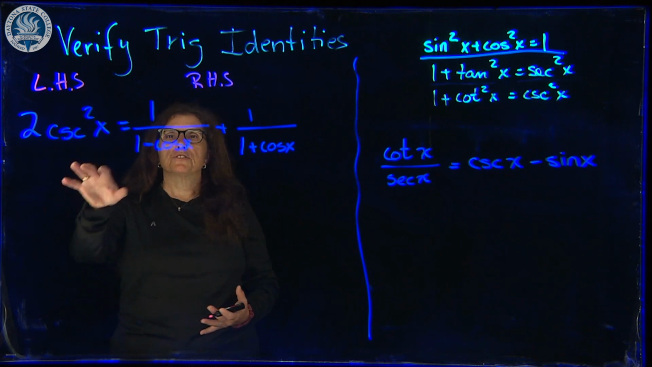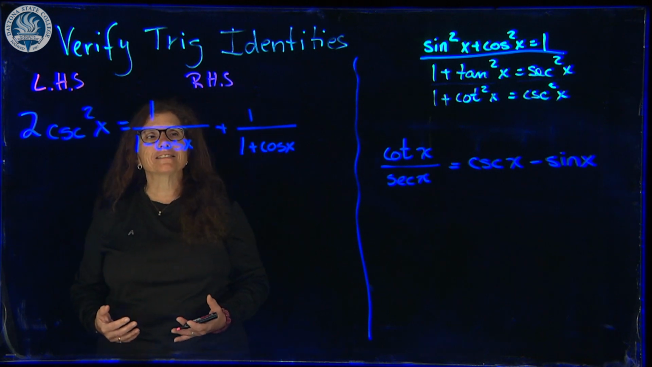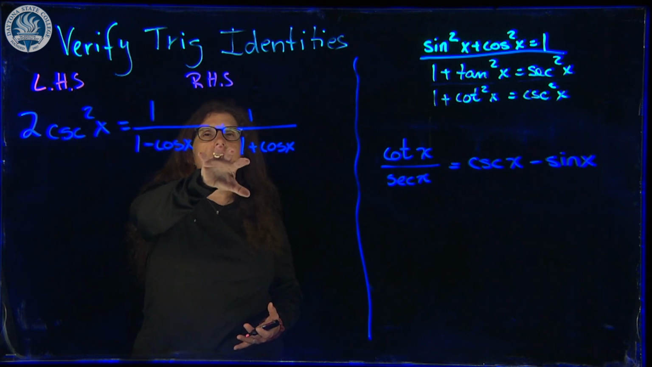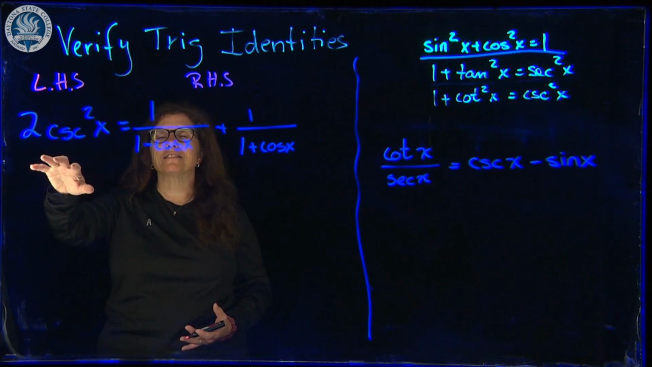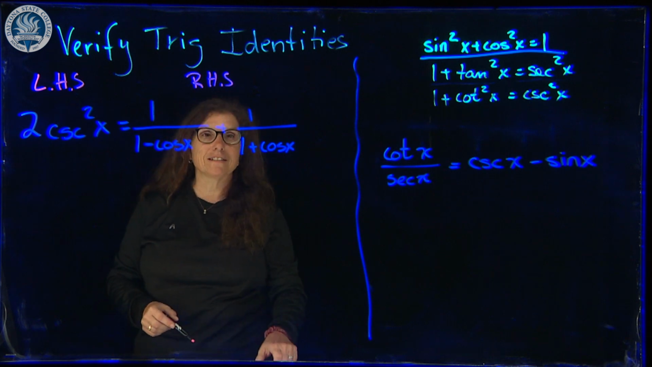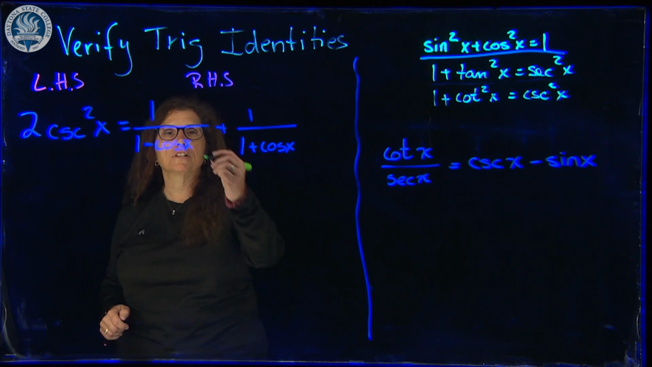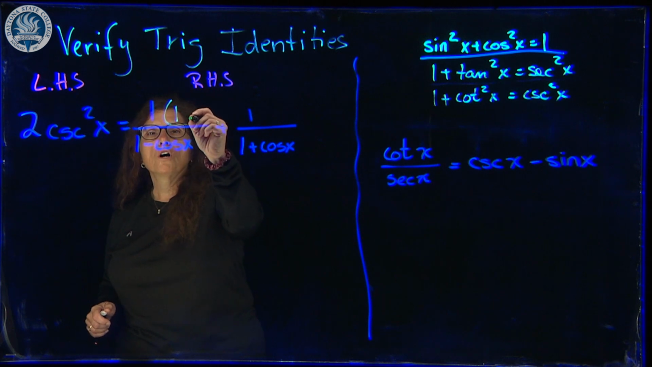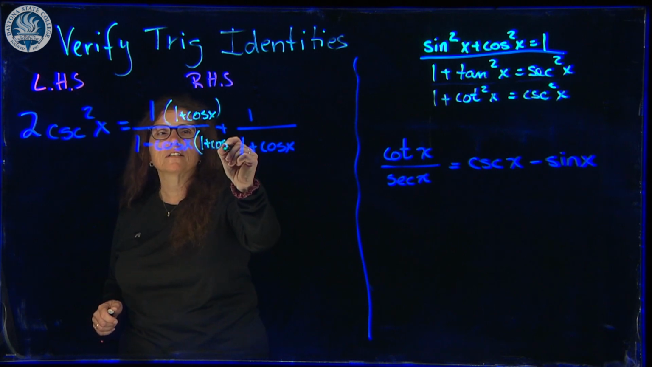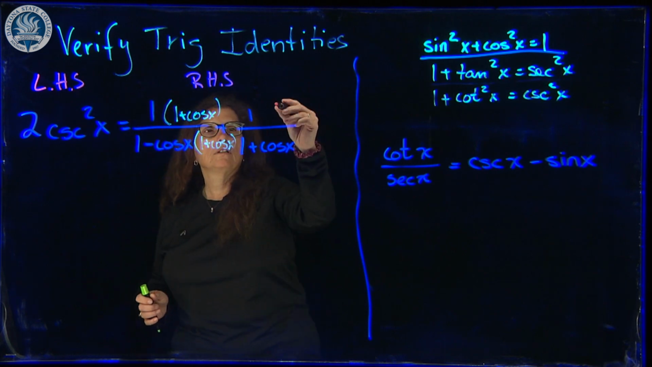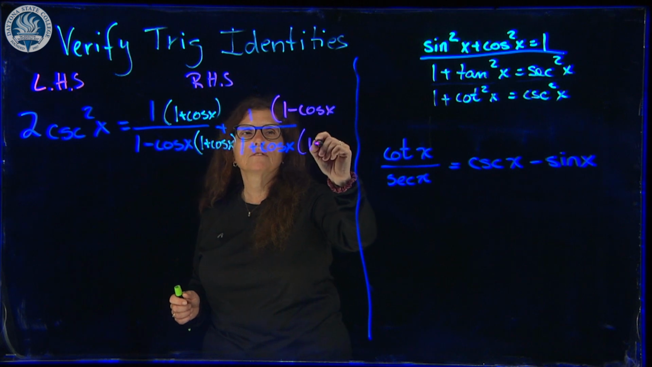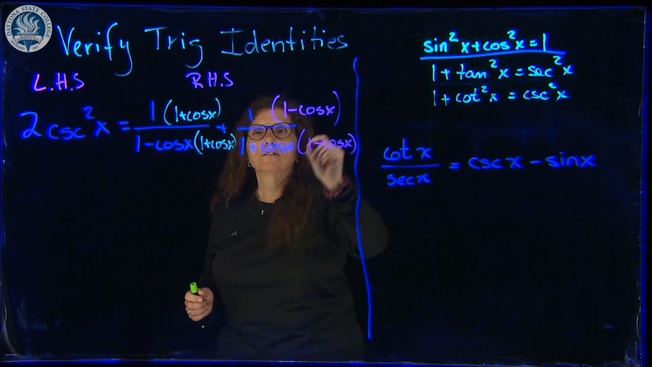to the other side. So if I look at this problem, the right-hand side looks more complicated than the left-hand side. So I'm working on the right-hand side and trying to show that the right-hand side is equal to the left-hand side. Now, which means here we have to find the least common denominator, which in this case is 1 plus cosine x times 1 minus cosine x. So I'm multiplying this one by 1 minus cosine x, 1 minus cosine x. Okay, let's see what happens.